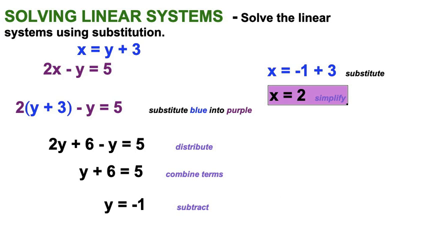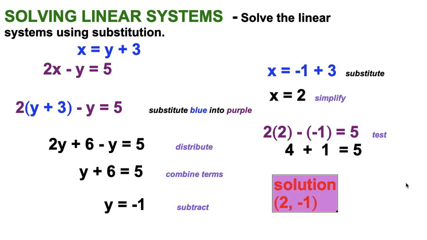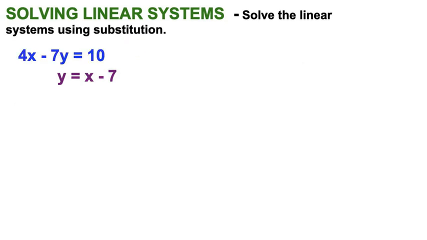Check it by putting it inside your purple equation, that's your second equation. Replace x with 2 and y with negative 1. I've got 4 minus a negative 1 is 5. Yeah, that checks out okay. So it looks to me like my solution is (2, -1). Staying with me? I know you are. Okay, how about number 6, again in the textbook.